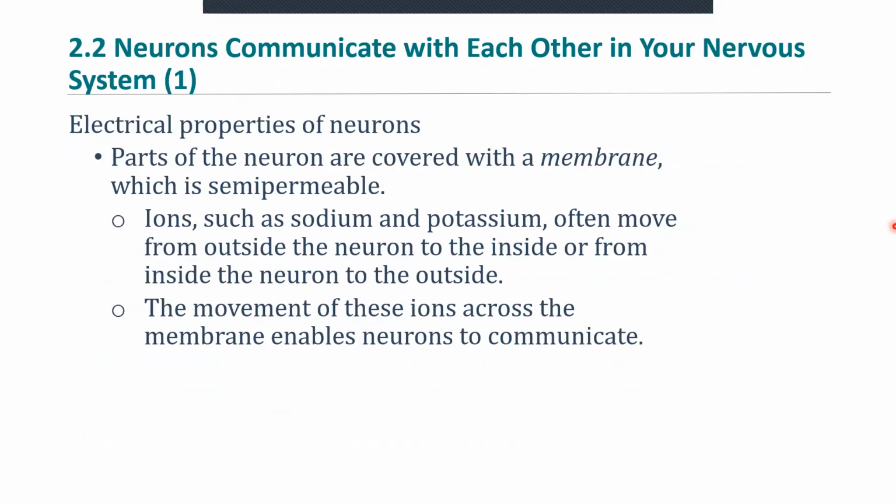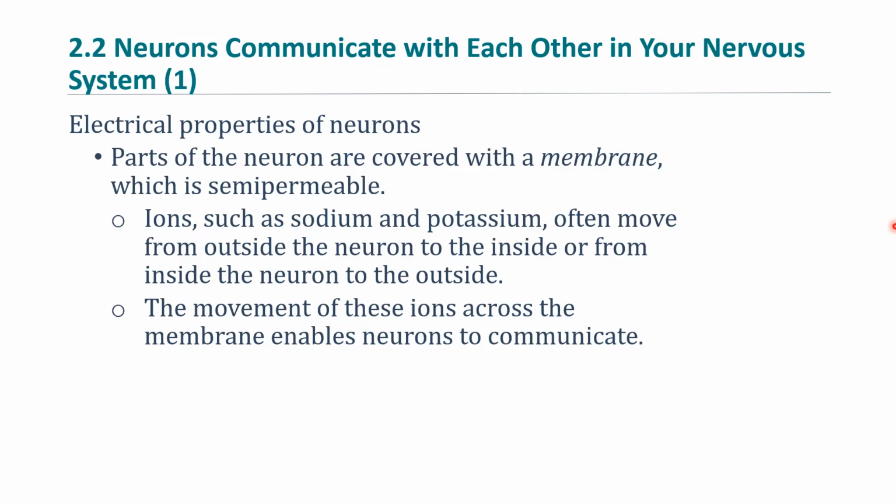Going on here. Electrical properties of neurons. Parts of the neuron are covered with a membrane, as it says here, which is semi-permeable. Semi-permeable just means that some stuff gets through, but other stuff doesn't. The easiest way to think of this is like a window screen. It lets air molecules come into your house through your window screen, but it doesn't let bugs get through, for instance.